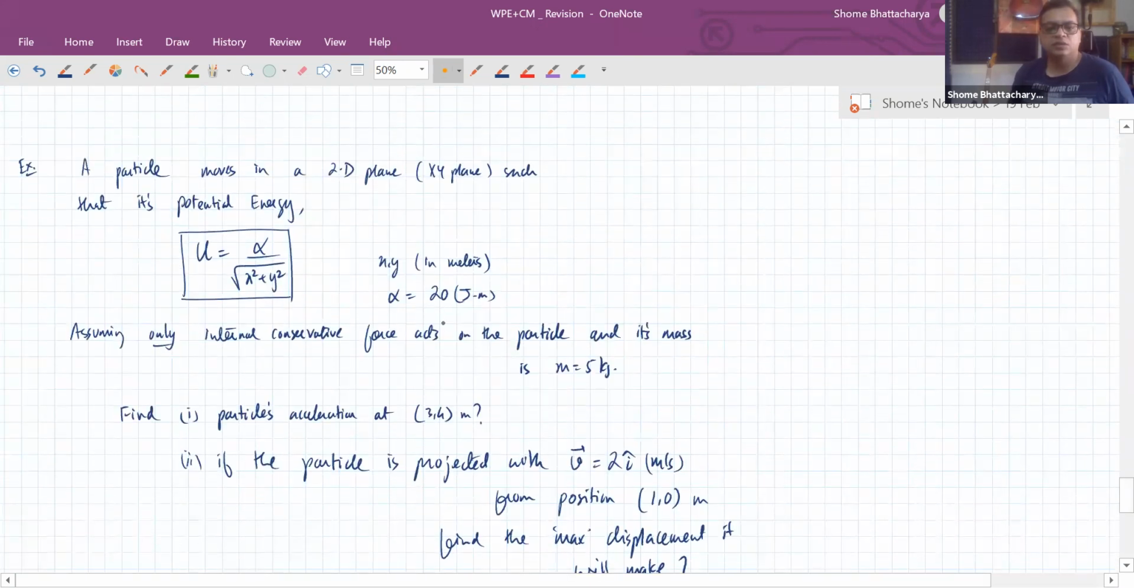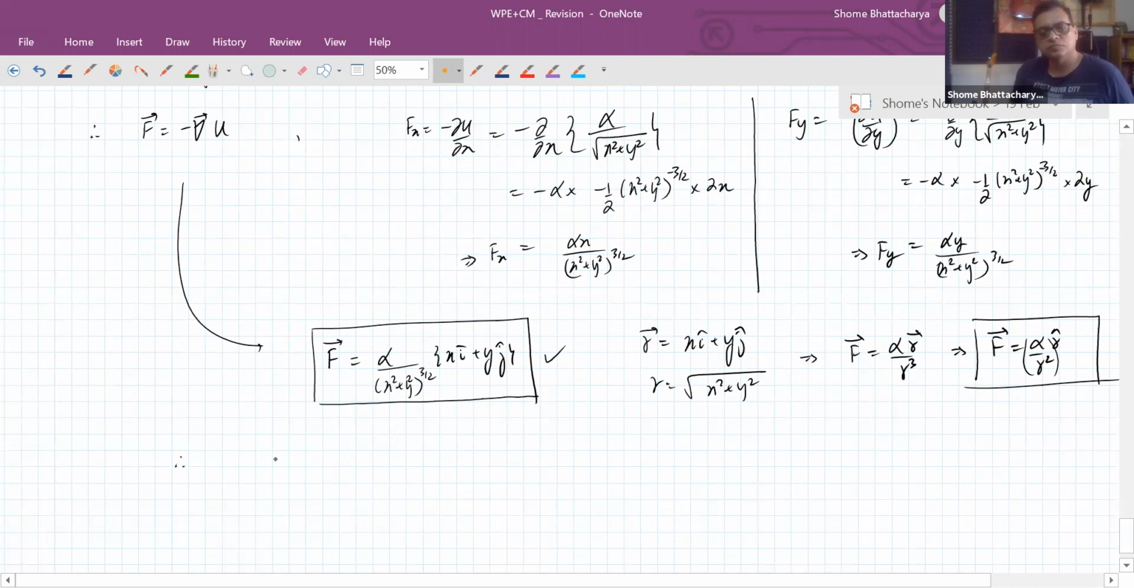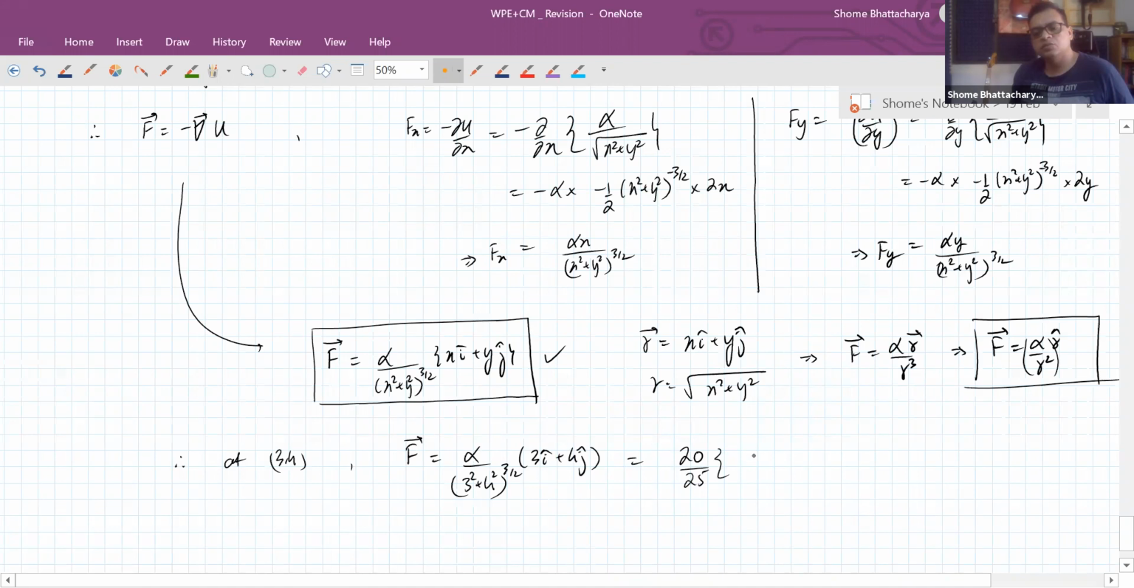So the value of alpha is given to us as 20 in SI unit. Okay. And the mass of the particle is 5 kg. So at the point 3, 4, the force will become alpha upon, okay. So you will see that alpha's value is 20. So this will become 20 by 25 into 0.6 I cap plus 0.8 J cap, and we calculate it.